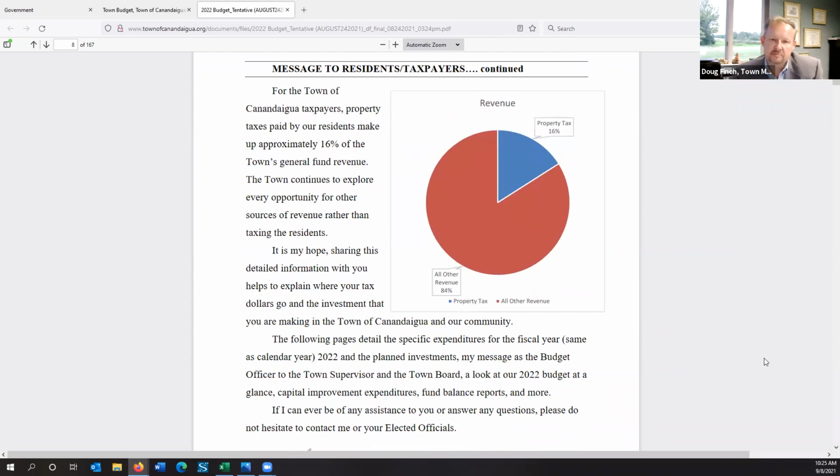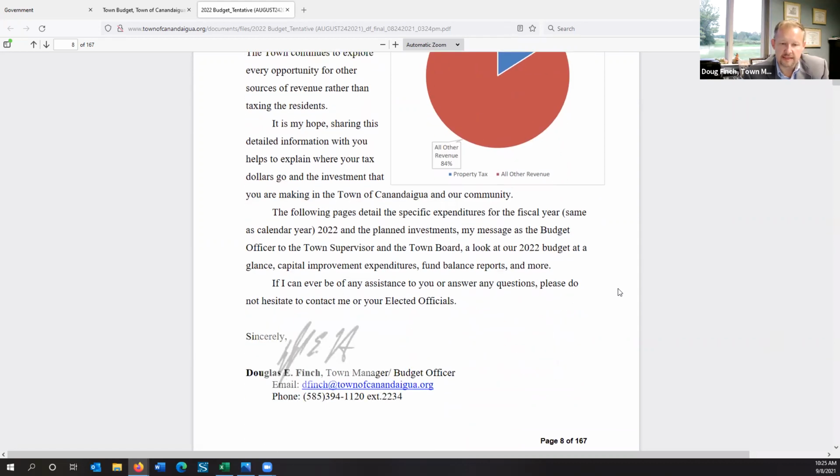For Town of Canandaigua taxpayers, property taxes paid by our residents make up approximately 16% of the town's general fund revenue. So when we look at where the revenue comes from for the Town of Canandaigua to continue its operations, 16% of our revenue comes from property taxes for the general fund and the highway fund. And there's an assortment of other revenue sources that come into the Town of Canandaigua. A big chunk of that is sales tax, but an assortment of other sources of revenue come in to make up the total revenue of operations for the Town of Canandaigua.